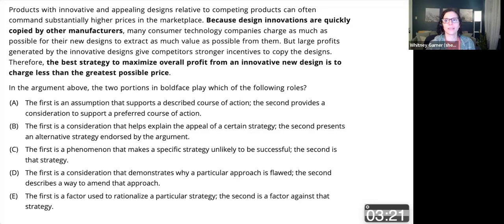Okay, if you haven't yet, get me your guess. All right, so we've got our two bolds. Is the first bold a fact or a belief?